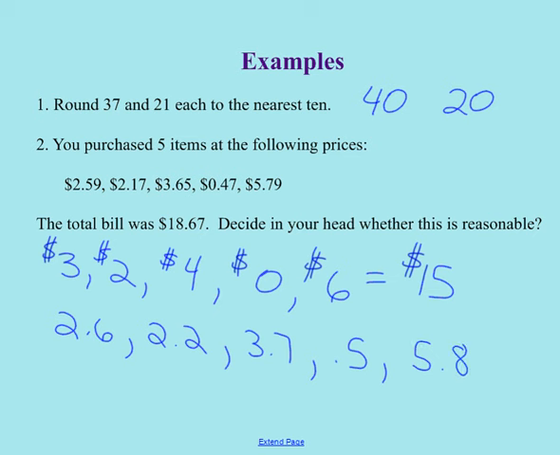Now let's add these up and find out our total. Adding these up, we end up with $14.80. So once again, we conclude that $18.67 is too large of a total bill. You can see that rounding each item to the nearest dollar was much easier to add up than rounding each item to the nearest tenth. This is good use of rounding to make a quick decision.